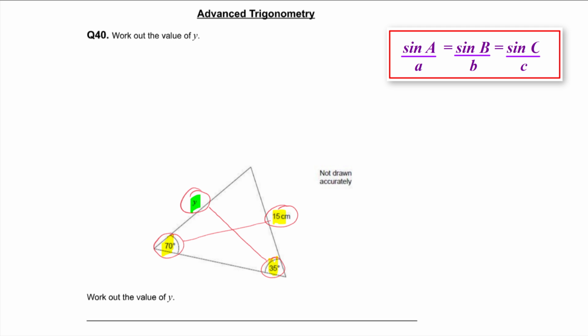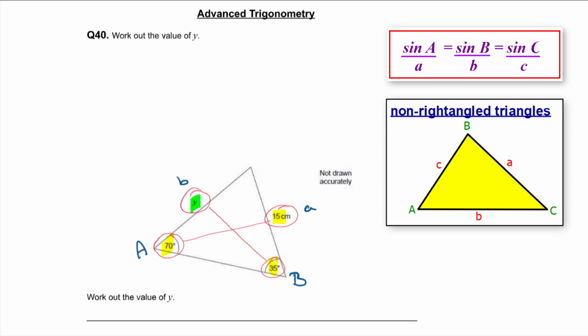So if I want to find the side, I'm going to write it down with the sides on the top. If I want to find an angle, I'm going to write it down with the angles on the top. Now there's no letters on here, so you can do it yourself. I'm going to label this one A, angle A, side A. This one is angle B, side B.